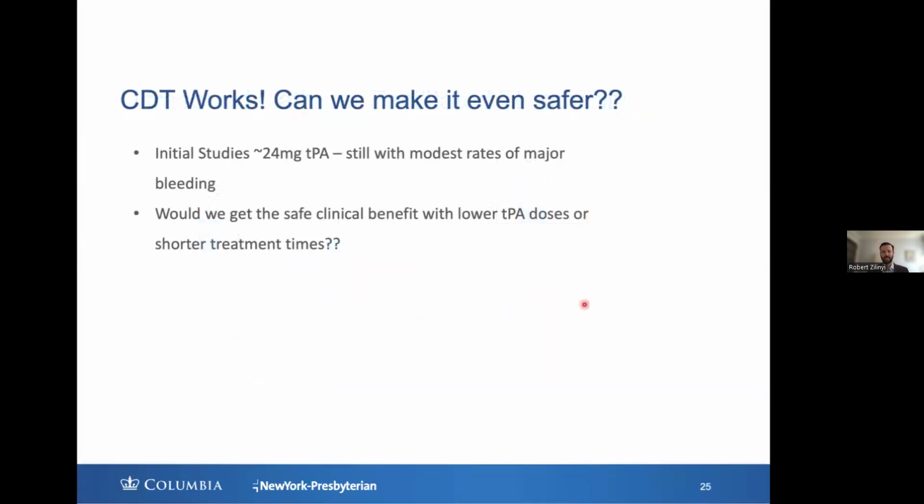So catheter-directed thrombolysis works. Can we make it even safer? These initial trials, I didn't include the data here, but still had modest rates of major bleeding.